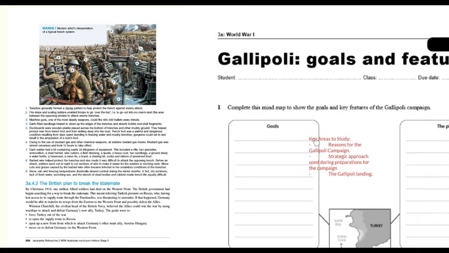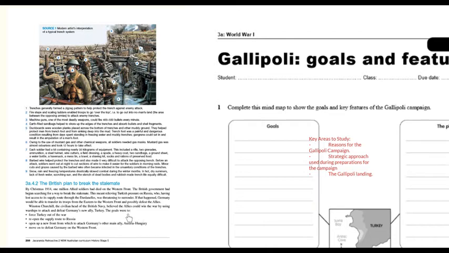But I've also included here the key areas to study from your notification. The reasons for the Gallipoli campaign, strategic approach used during preparation for the campaign, and the Gallipoli landing. And if you can have a look down here, the British plan to break the stalemate, and here it tells you a little bit about what Winston Churchill had as an idea to break the stalemate. So you had this war that was going on in the Western Front, and they tried, this is to relieve the pressure on their forces there.